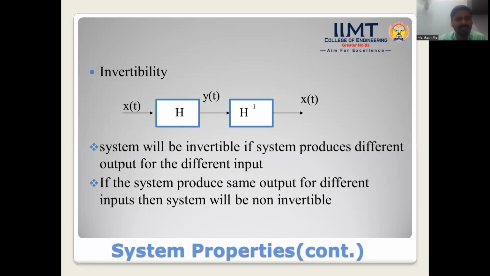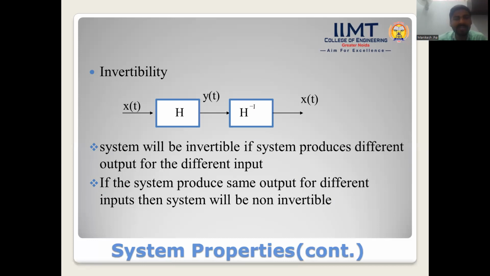Invertibility. What is invertibility? We apply some signal x(t) on the system h, then we apply it on h inverse. Then we get some output, and the output will be the same as the input.